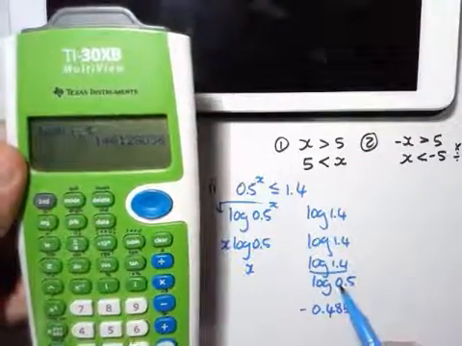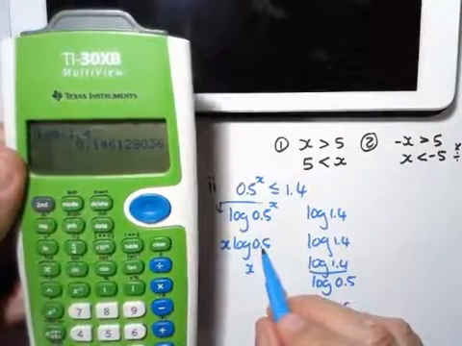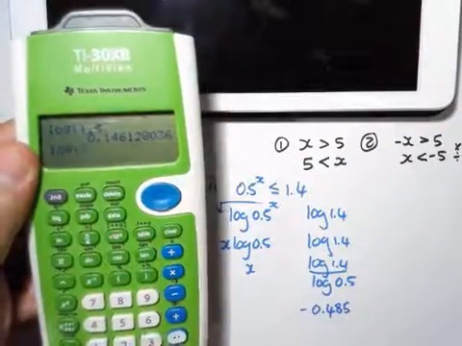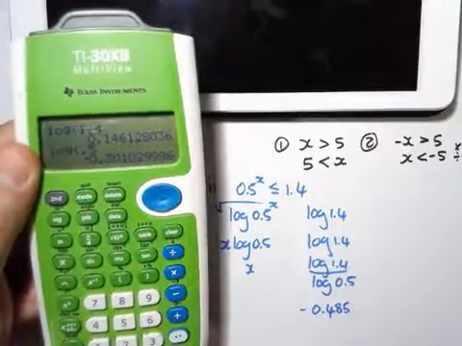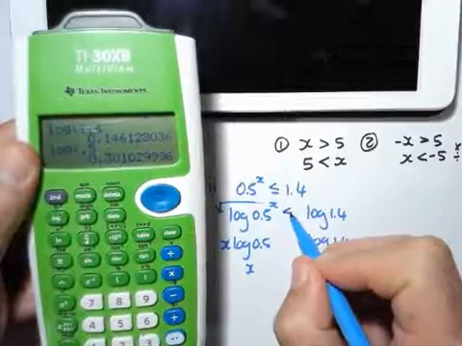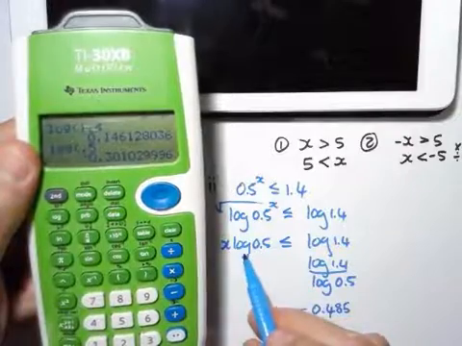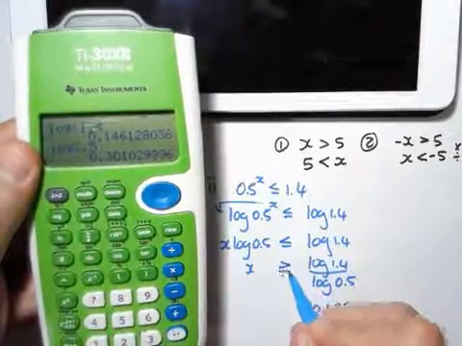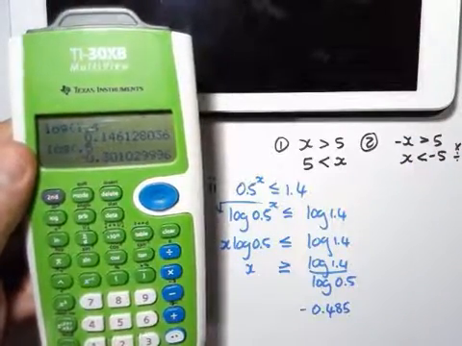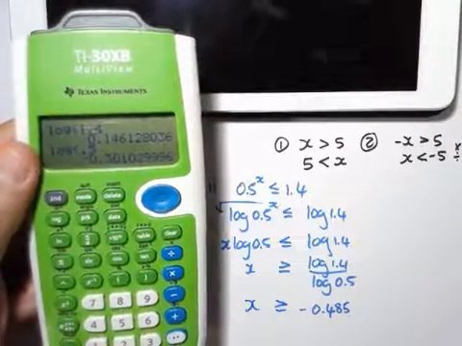The moment I divide that by log 0.5, I get a negative answer, which means I divided by a negative value. Look at that, the log of 0.5 is a negative value. So the moment I divided by log 0.5, my sign had to change, because I divided by a negative, and I have these laws that I'm bound to. So my answer then is x is greater than or equal to negative 0.485.